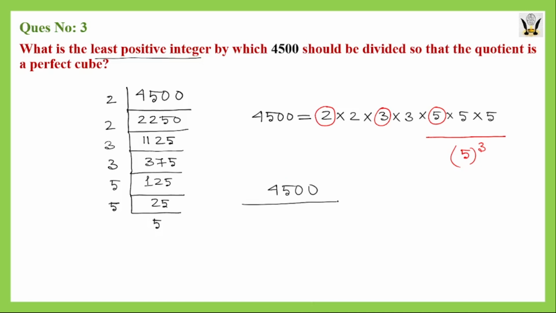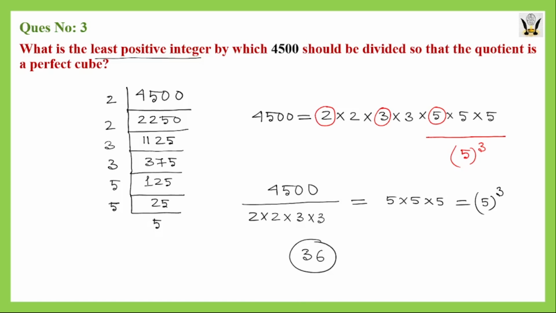So if 4500 is divided by these values which we cannot represent as a cube of some value, that is, the multiplication of all these factors, then the value will be basically 5 multiplied by 5 multiplied by 5, and that can be represented as the cube of 5. So our final conclusion will be that 4500 is divided by 2 multiplied by 2, which means 4, then 12 and then 36.